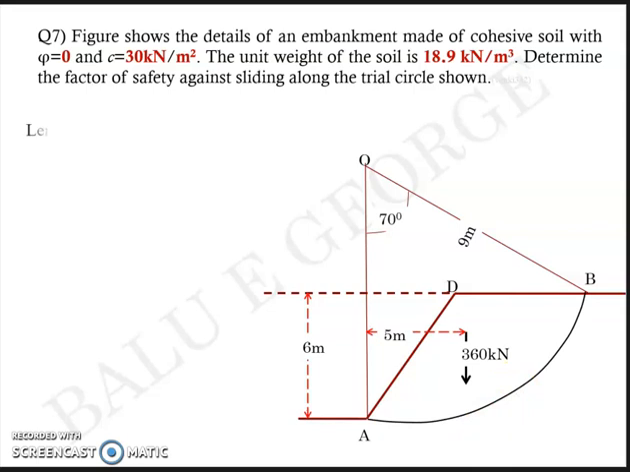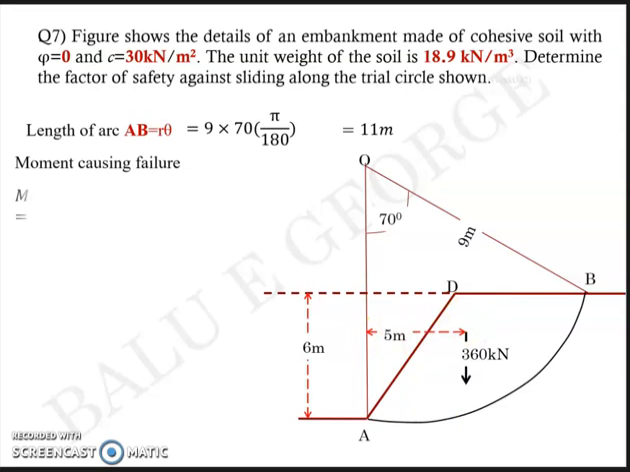So same thing, you find the length of the arc AB, which is equal to R theta. In this case, R is equal to 9 meter. Theta is the angle subtended, 70 degrees. You convert that to radians, and the value that you get for the length of the arc is around 11 meters. Now, to find the moment causing failure, 360 kilonewton is acting at a lever arm of 5 meters. So MO is equal to 360 into 5, which is 1800 kilonewton meter.